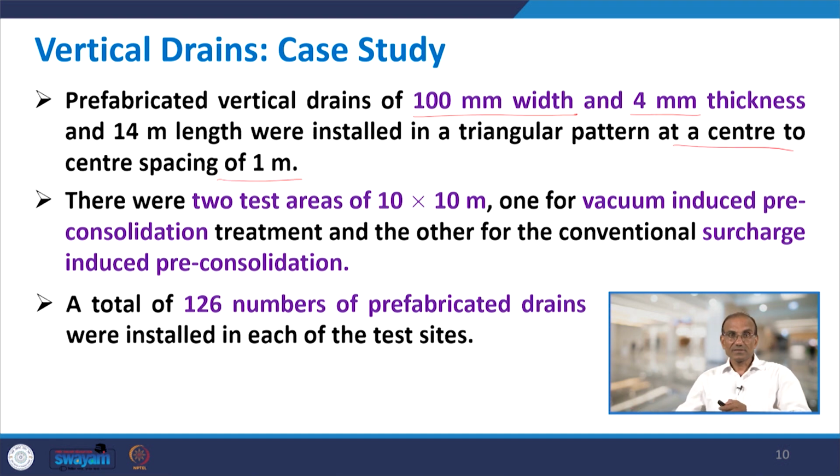There were two test areas of 10 by 10 meter, which we already discussed. One test area was used for vacuum induced pre-consolidation treatment, and the other for conventional surcharge induced pre-consolidation. So, pre-consolidation can be done in two ways. One is using surcharge, which is the conventional or traditional method. Another is vacuum induced pre-consolidation. A total of 126 prefabricated vertical drains were installed across the two test sites.